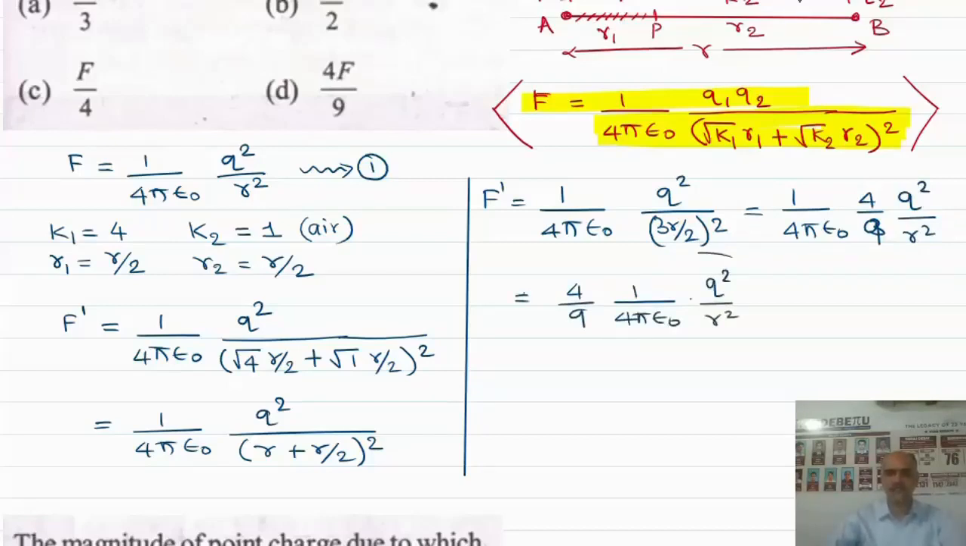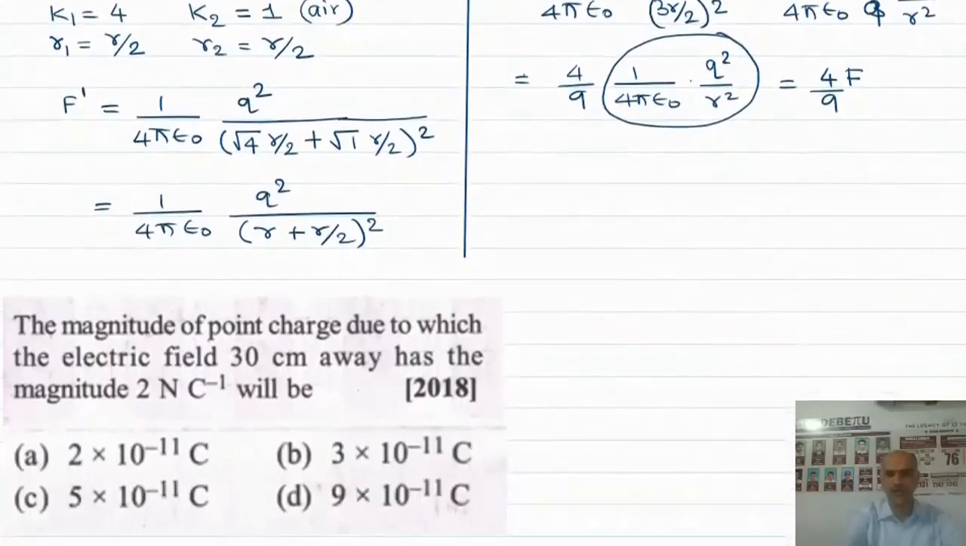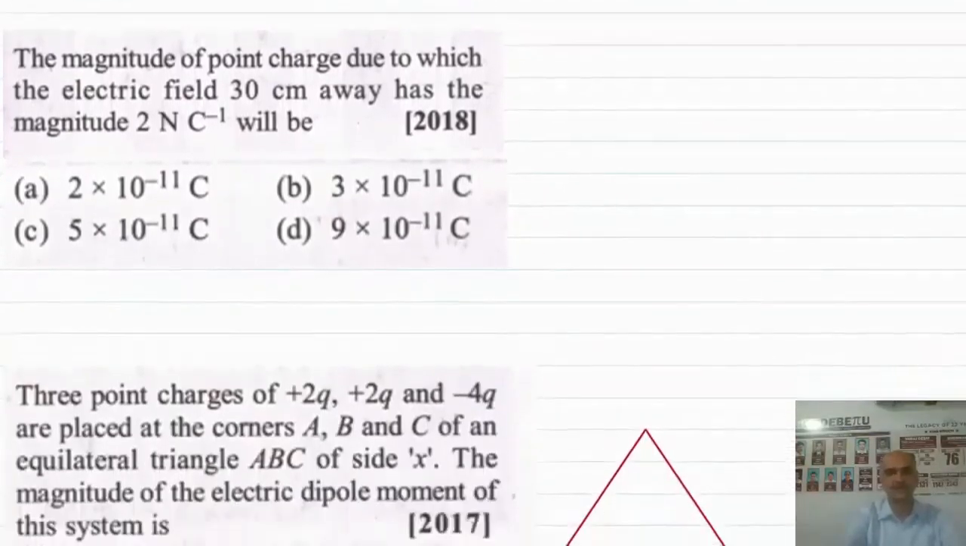So this term is f. Substitute from the first equation, 4 by 9 f. Check the options. D is the answer. D is the answer. Clear? Now note down this formula, it will help you later. In problems like this, wherever shortcuts come, I will be telling there, so please note down those shortcuts.